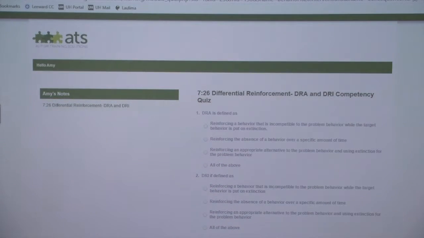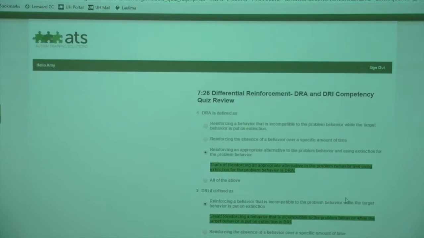DRA is defined as reinforcing a behavior that is incompatible to the problem behavior while the target behavior is put on extinction, reinforcing the absence of a behavior over a specific amount of time, reinforcing an appropriate alternative to the problem behavior, and using extinction for the problem behavior are all of the above. It would be an appropriate alternative. DRI would be an incompatible behavior while the target behavior is put on extinction. Great, good job if you got those.